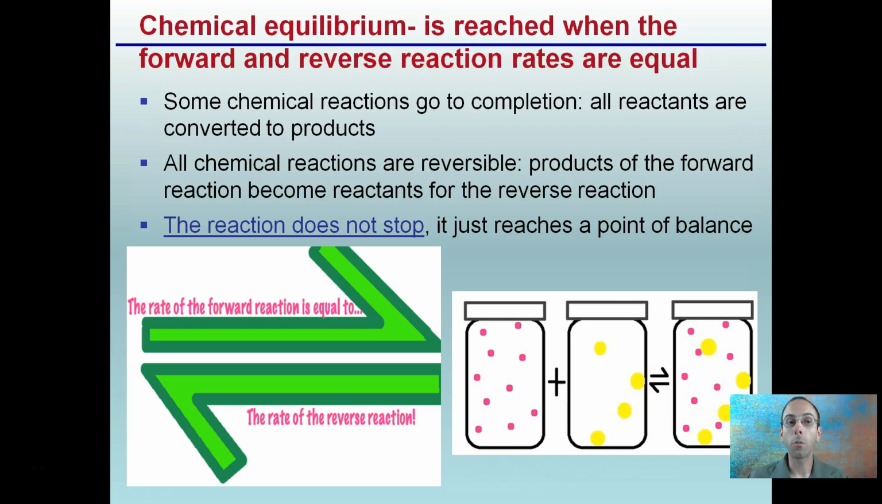Now, something called chemical equilibrium. This is reached when the forward and reverse reaction rates are equal. This is indicated by this kind of half arrow pointing to the right and half arrow pointing to the left. This is indicating an equilibrium is occurring.